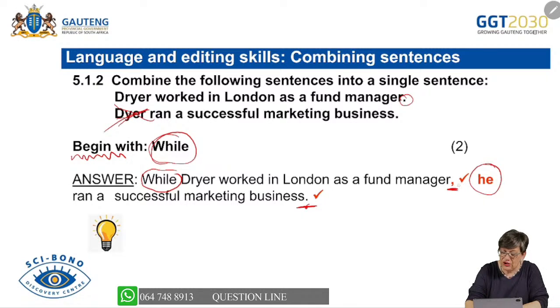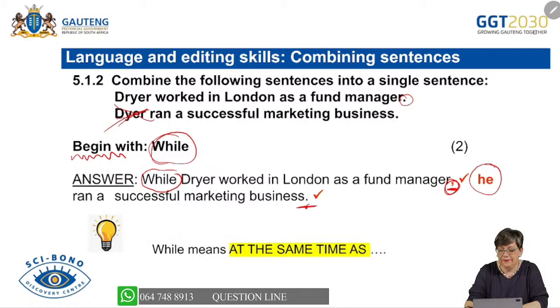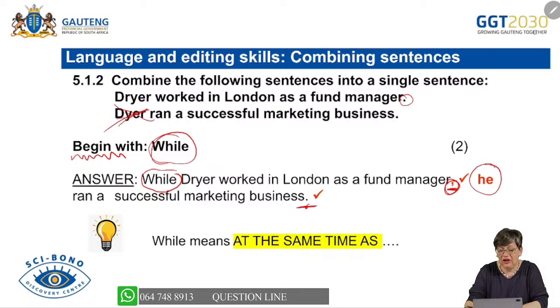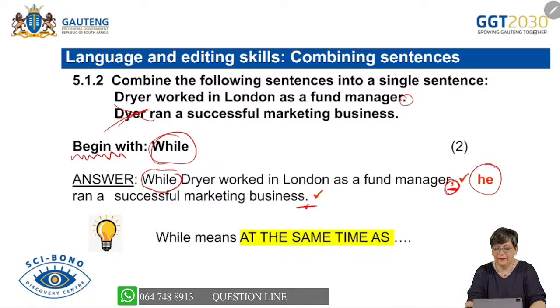What is important, you have to remember that when we use while, we have to include a comma. And always remember you had to begin with while. Now, if you didn't know, while means at the same time as. And that's why we can just connect the two sentences. We didn't need to change anything. Now, here's another type of question we'd like to ask.